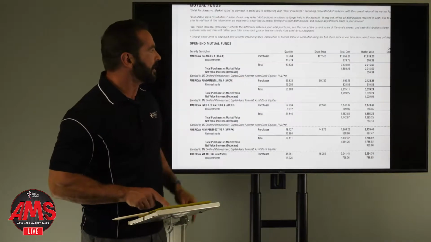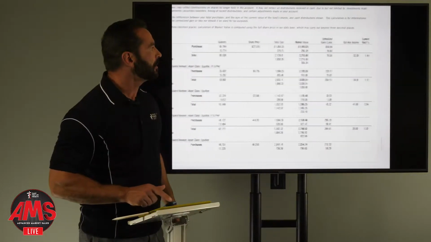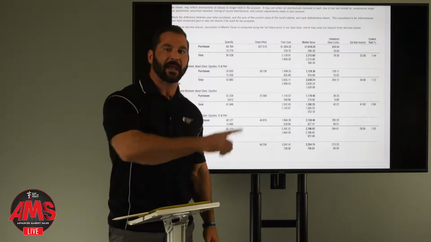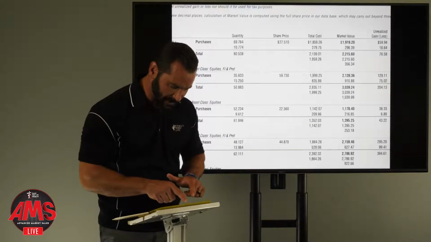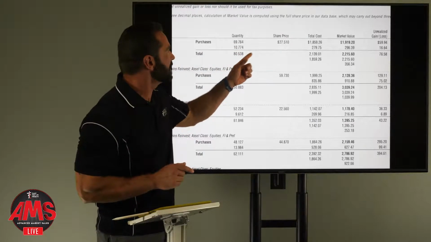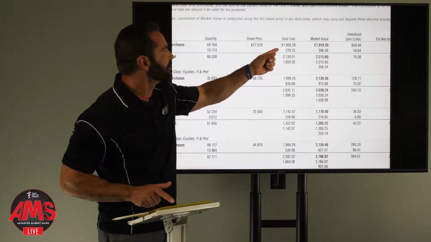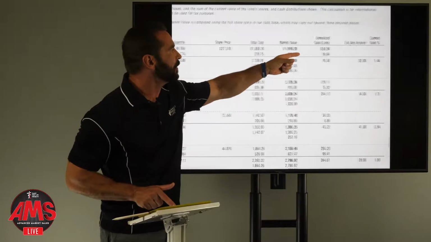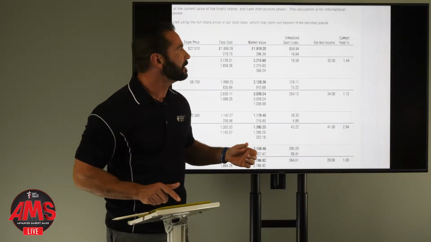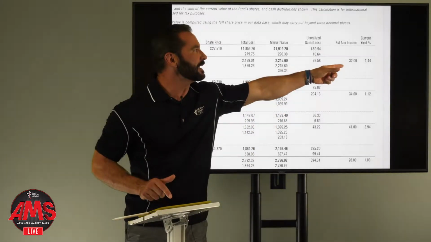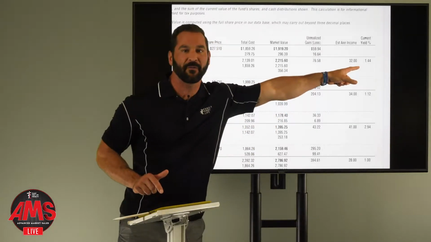Where does that show up on here? Where does that show up? So you're a client. How would you know that? And then if we look at this here and we say, well, here's the quantity that I purchased, the price that I purchased at, the total cost, the current market value, what I've gained or lost, usually unrealized because we haven't sold it yet, okay? And what it would turn into in income, and the current yield, 1.44%.